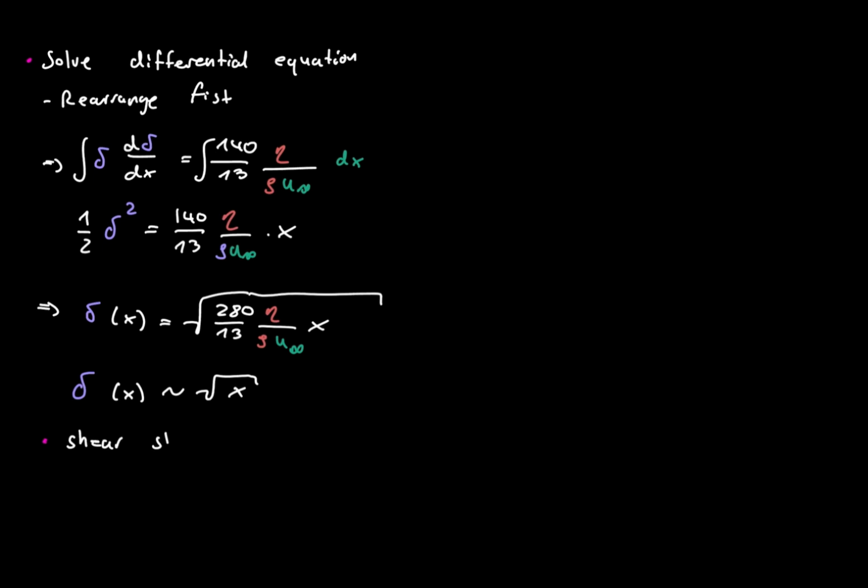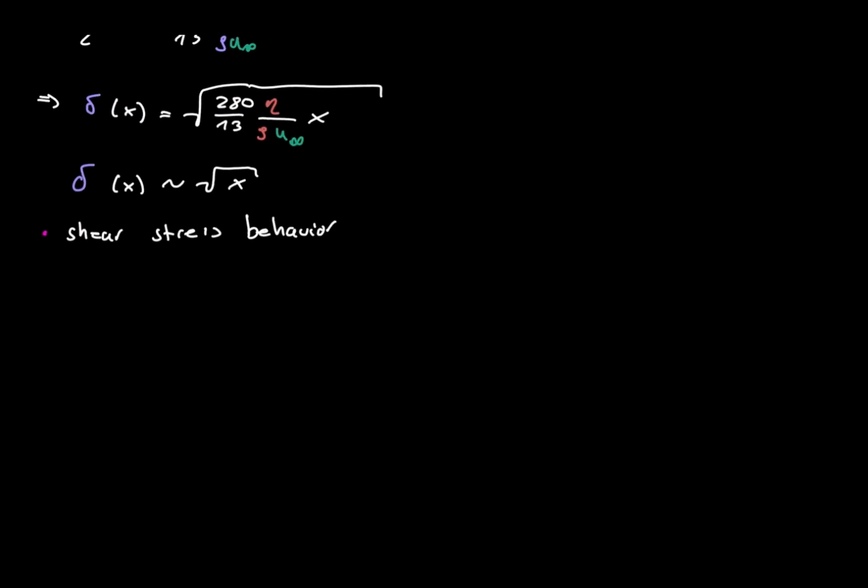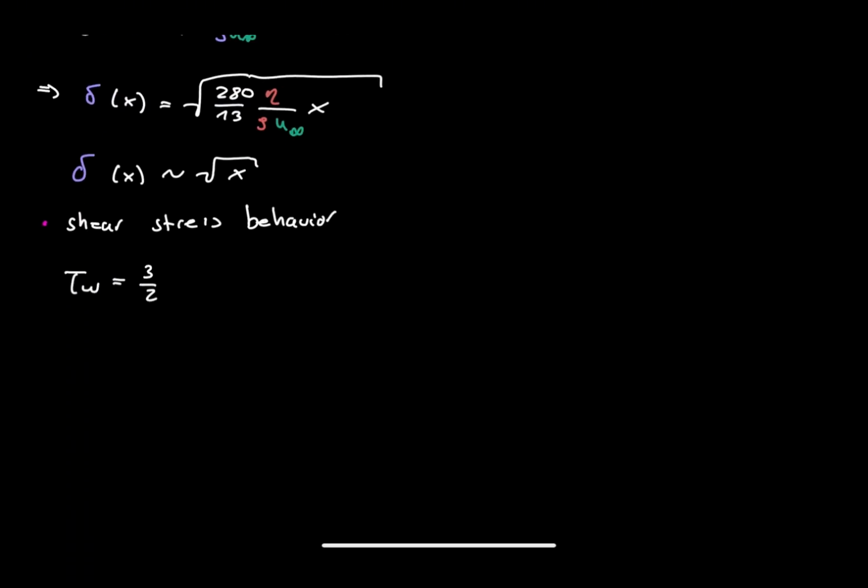Finally, we look at the shear stress behavior. Since tau wall is proportional to 1 over delta, and delta grows with the square root of x, we find tau wall is proportional to 1 over the square root of x. This means the shear stress is highest near the leading edge and decreases downstream.